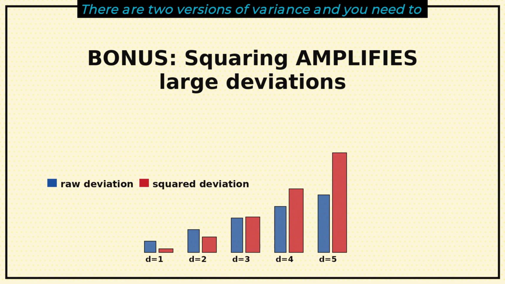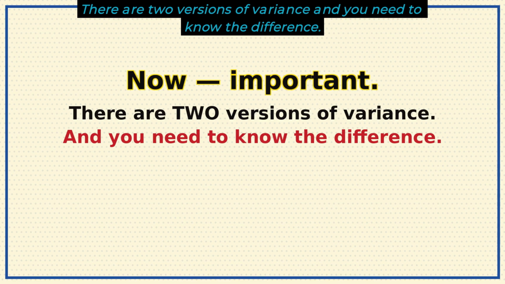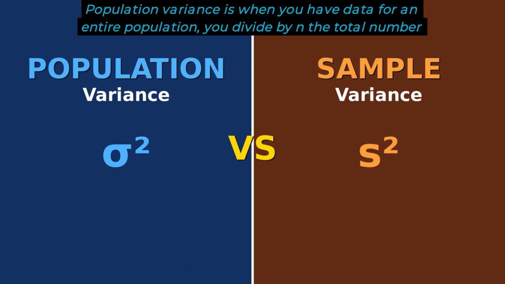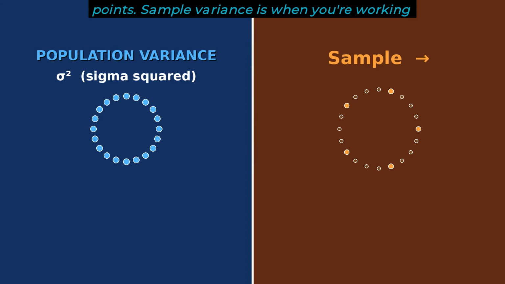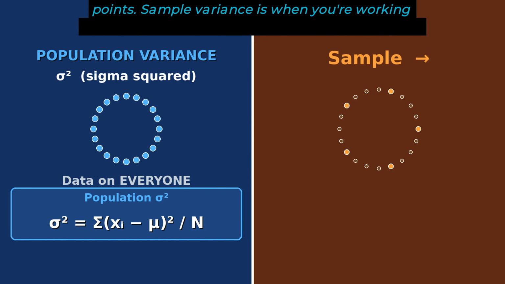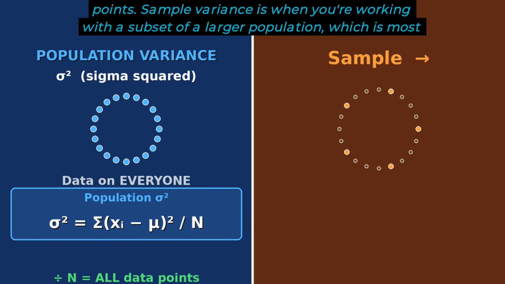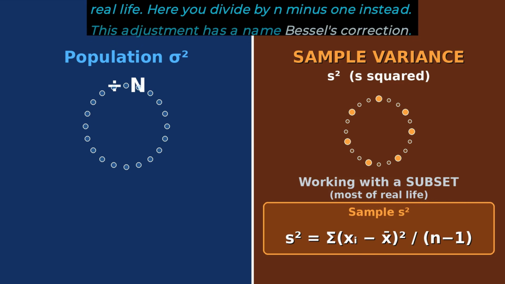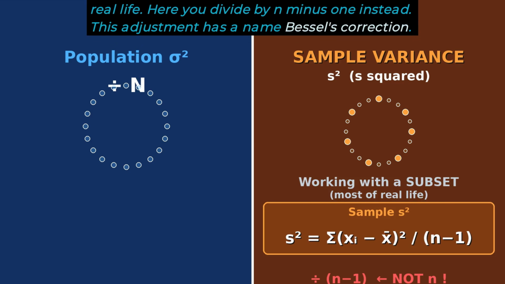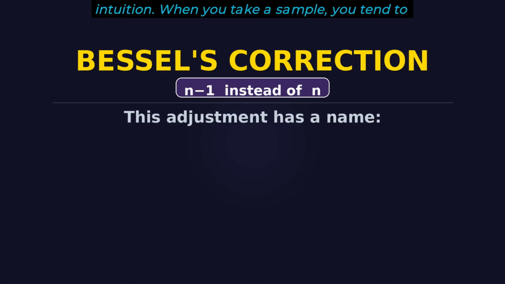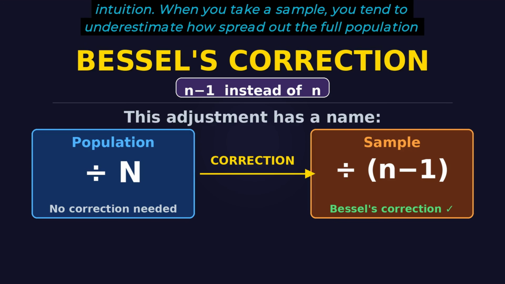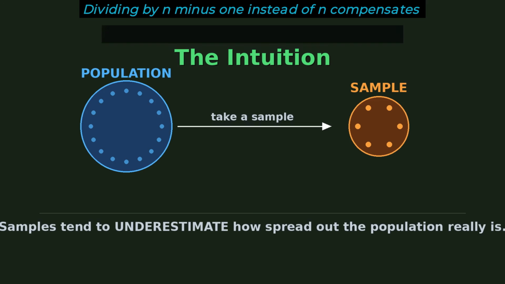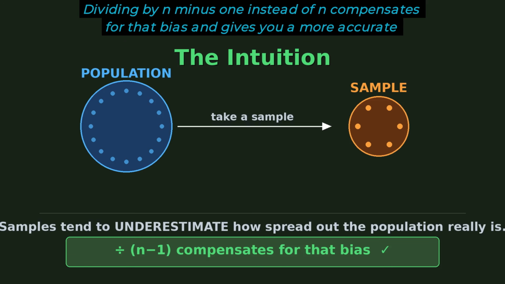Now, and this is important, there are 2 versions of variance and you need to know the difference. Population variance is when you have data for an entire population. You divide by n, the total number of data points. Sample variance is when you're working with a subset of a larger population, which is most of the time in real life. Here you divide by n-1 instead. This adjustment has a name: Bessel's correction. Here's the intuition. When you take a sample, you tend to underestimate how spread out the full population really is. Dividing by n-1 instead of n compensates for that bias and gives you a more accurate estimate.